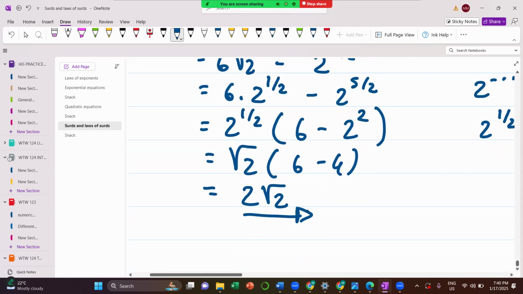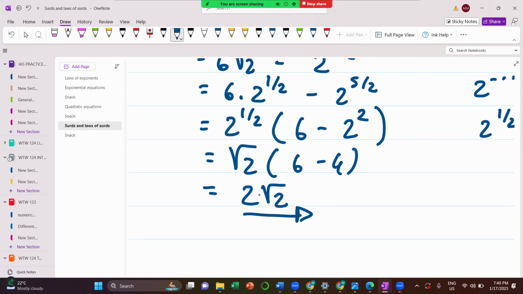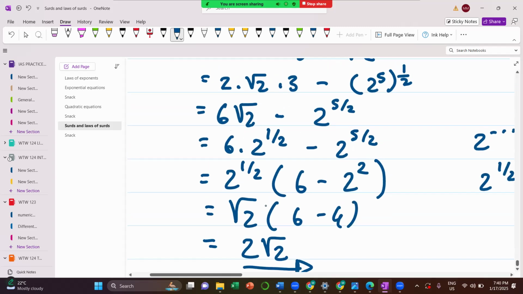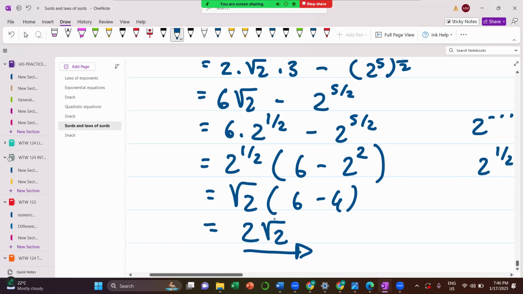Remember, leaving your final answer in surd form means that you must have a root attached to something as an answer. Are you guys okay? Yes, sir. Do you see why the exponent here is 2 and no longer 5 over 2? Yes. Guys, you guys do not respond. What is your question, sir?